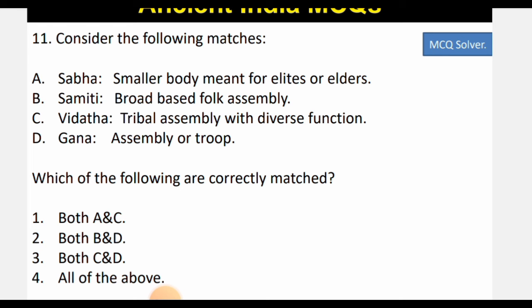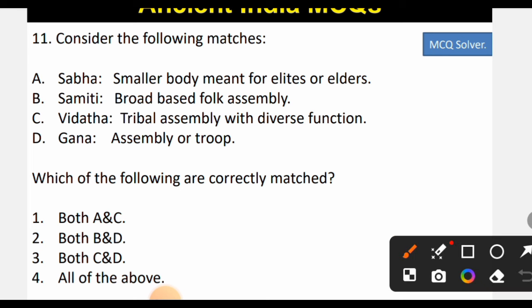So in the Vedic age, the society or the tribal group was divided into different subgroups, and at the various levels it was basically an administrative or a political body. And when it comes to the matches, Sabha was the topmost circle of elites or elders, which helps in taking decisions at the higher level, and A is the correct match. Samiti is a broad-based folk assembly, so B is also correct.